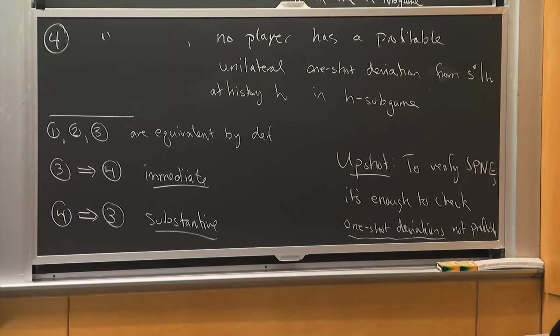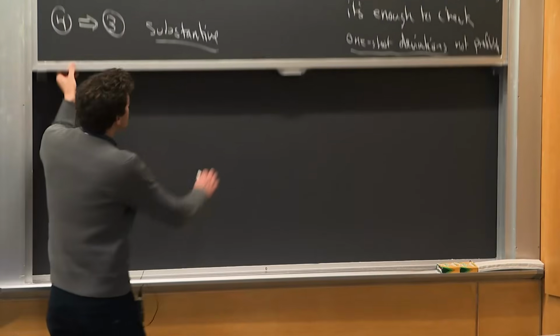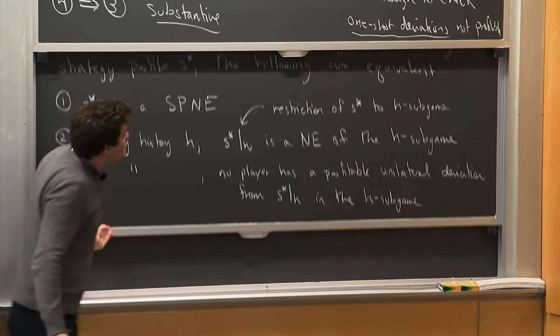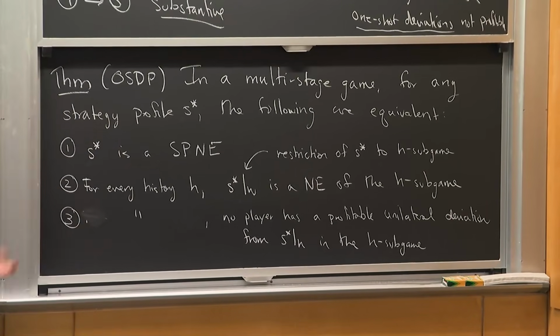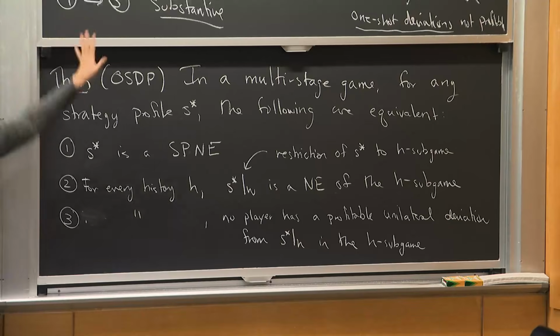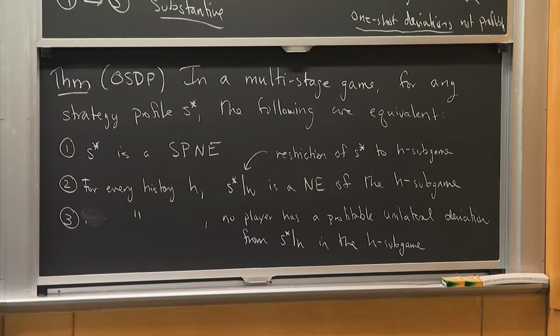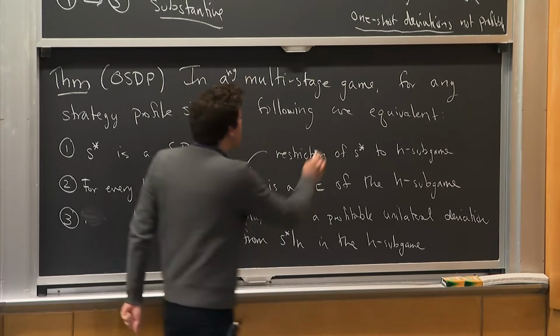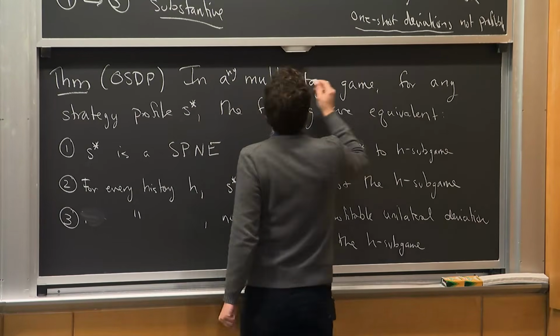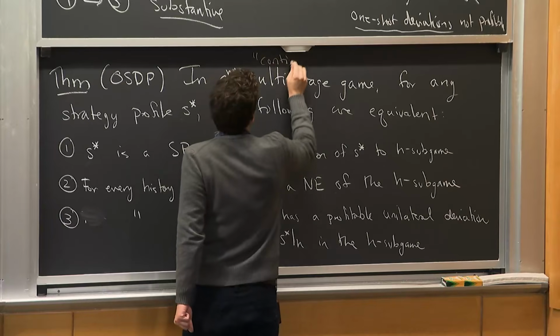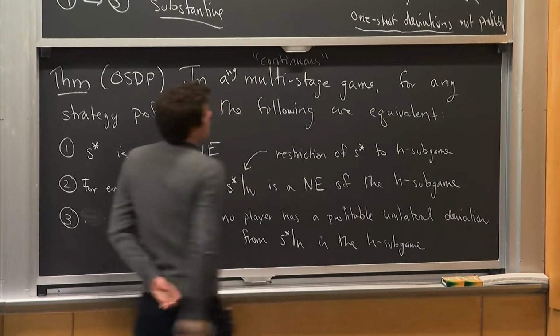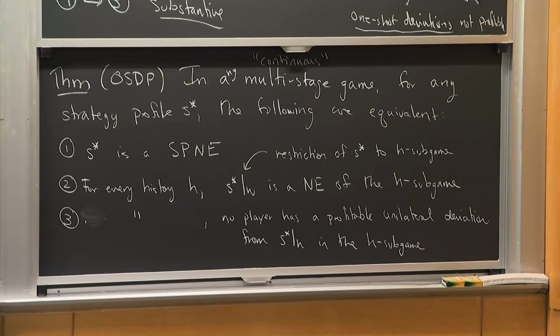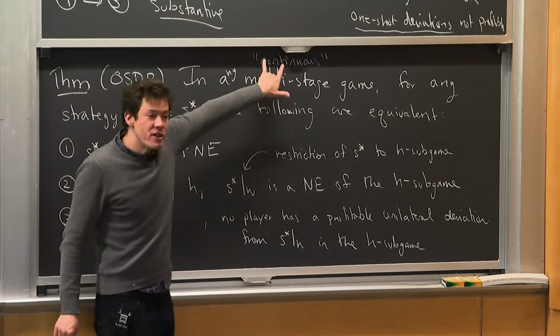I should maybe be a little more precise. I don't think this is a big issue in this class, but maybe this demonstrates that this step 4 to 3 is not obvious. You need one technical assumption for this theorem to be true. So I said in any multi-stage game, I should really say in any continuous multi-stage game. We're not really going to deal with discontinuous multi-stage games in this class, but you can look at the notes. I think they say a little bit about the definition of continuous.